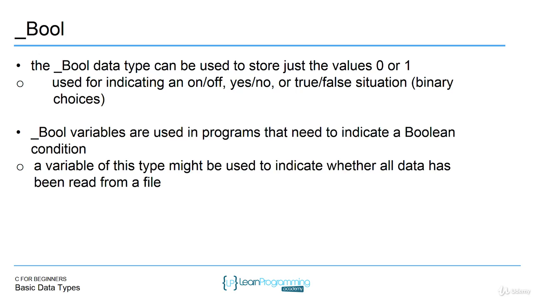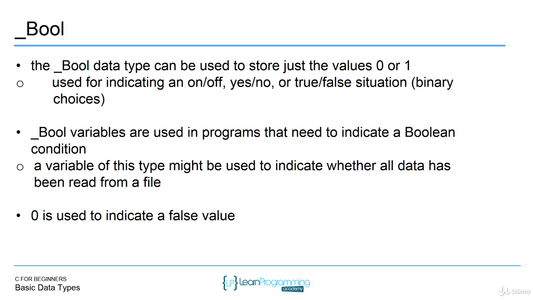Boolean variables are used in programs that need to indicate a Boolean condition, a true or false type of answer. So for example, a variable of this type might be used to indicate whether all the data has been read from a file. Yes or no. Has all the data been read from a file? If it's 0, false, 1 yes, which we'll talk about now.